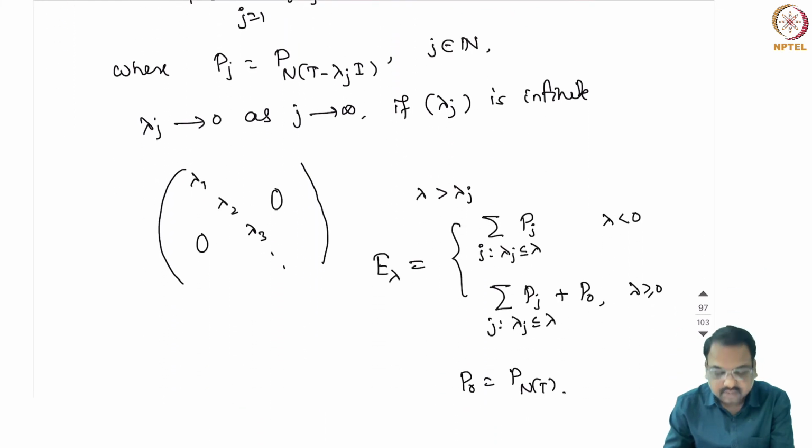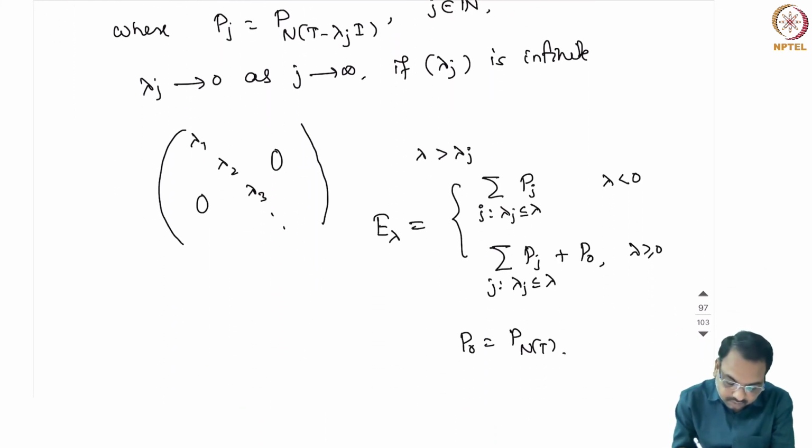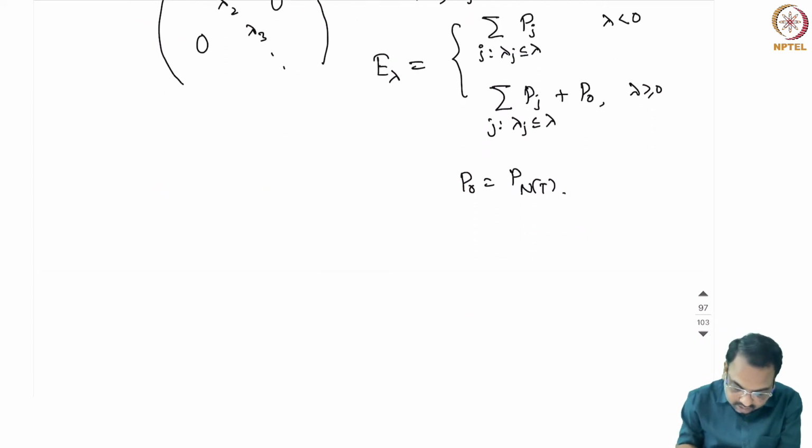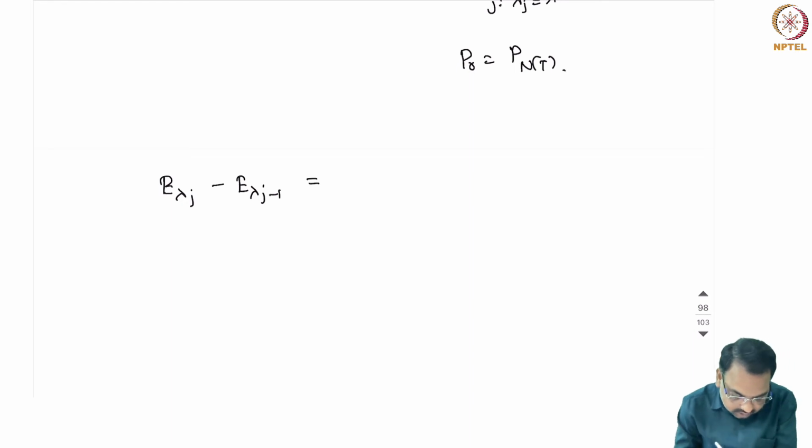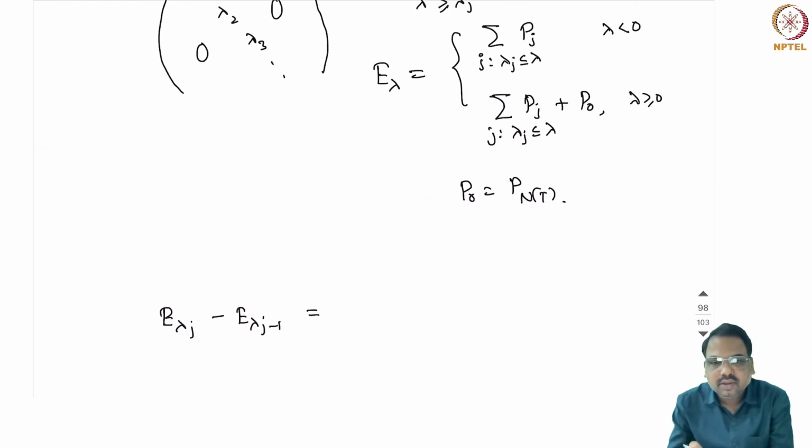Whenever lambda is bigger than some lambda j, we have to add all the orthogonal projections onto the corresponding eigenspaces, and that will give E lambda. So as in the earlier case, if you look at E lambda j minus E lambda j minus 1, E lambda j is the summation over j of pj, up to lambda whenever lambda j is less than or equal to lambda, and E lambda j minus 1 is similar, but with lambda j minus 1 less than or equal to lambda. So the difference of these two projections is nothing but pj.